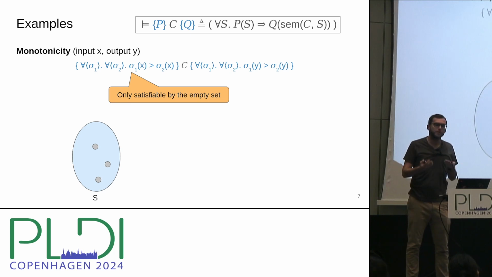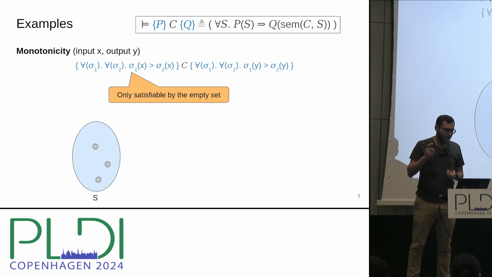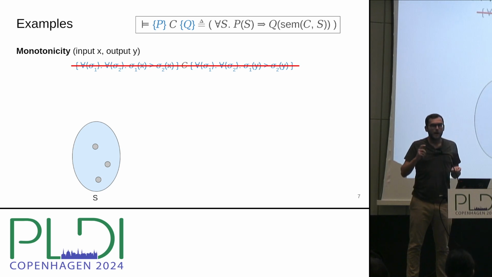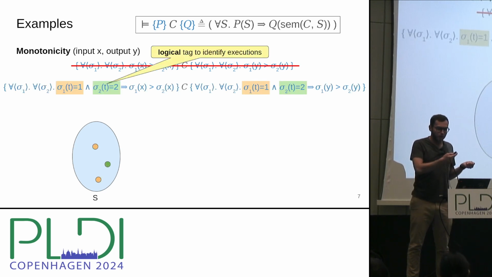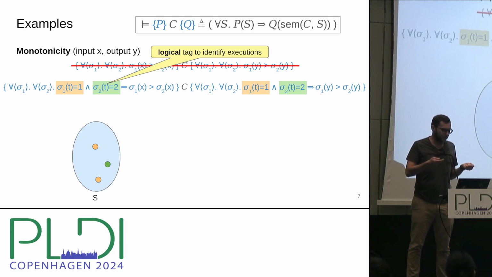So we need a way to distinguish which execution is intuitively our first execution and which one is our second one. We do that by employing what we call logical variables, or here a logical tag. The key part is that t, the variable t here, does not influence the program C. So we can think about this as dividing the states in our set of states into green states where t equals 2 and orange states where t equals 1. There might be other values for t, but here that does not matter.